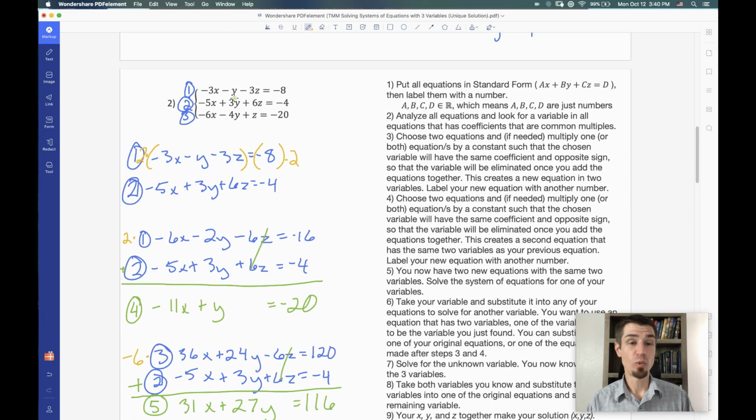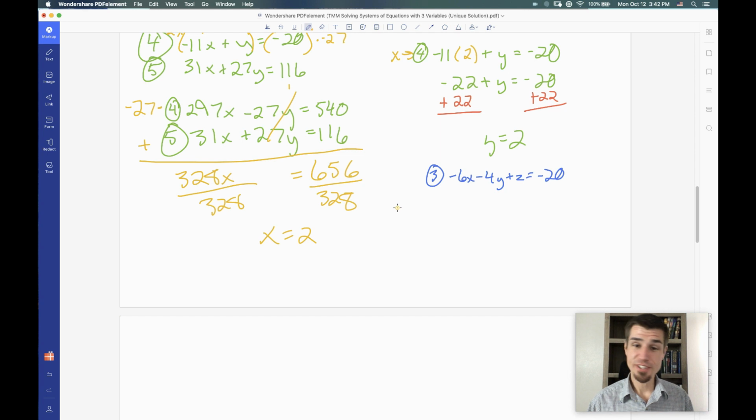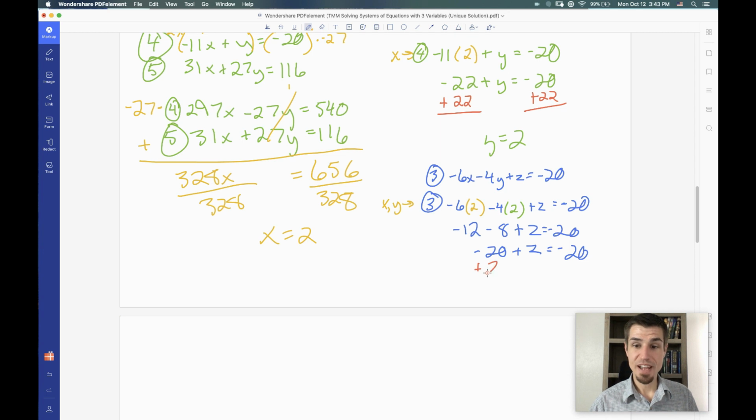So once again, we choose 1, 2, or 3. We're going to substitute x and y to find z. I'll just use 3. We're going to multiply by some numbers here, but z has a coefficient of 1, so that'll be nice. For easier reference, I rewrote 3 right here so that substituting is pretty easy. We're going to take x, take y, and substitute them into equation 3. So our equation 3 is negative 6x, which is 2, minus 4y, which is also 2, plus z equals negative 20. Negative 6 times 2 is negative 12. Negative 4 times 2 is negative 8. Plus z equals negative 20. Combine like terms, and we get negative 20 plus z equals negative 20. And last step here, add 20 to both sides so we can isolate z, and z equals 0.